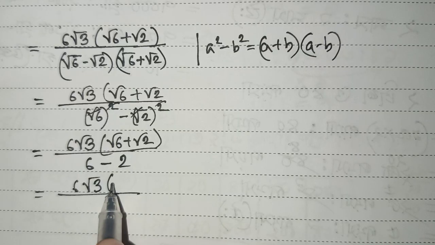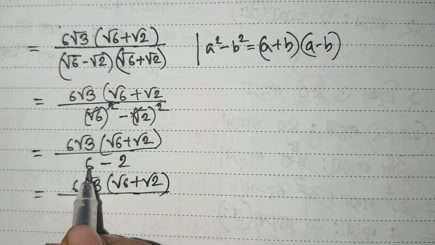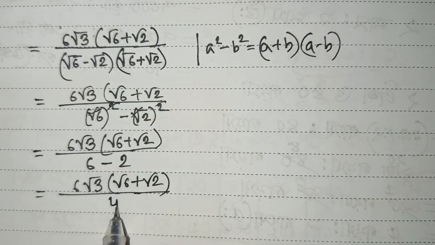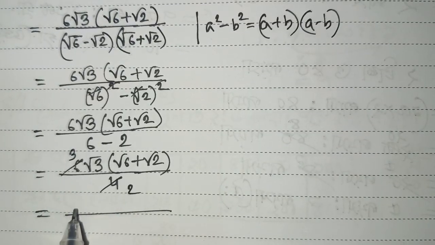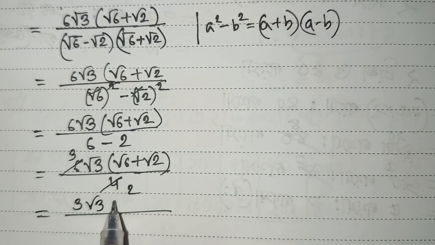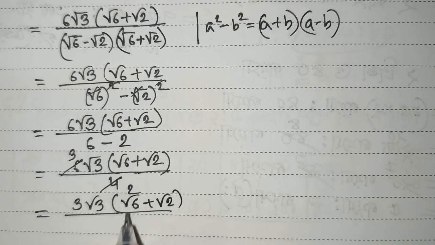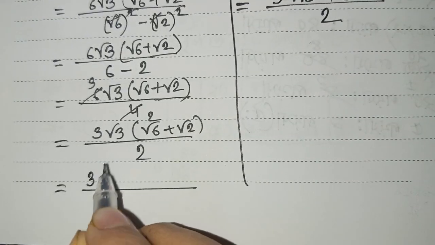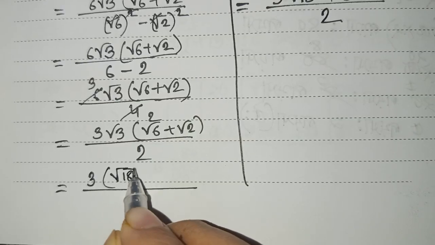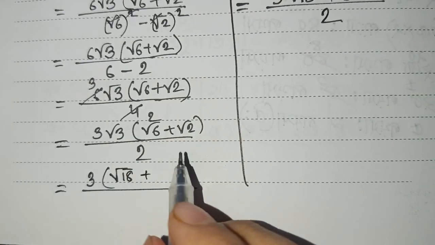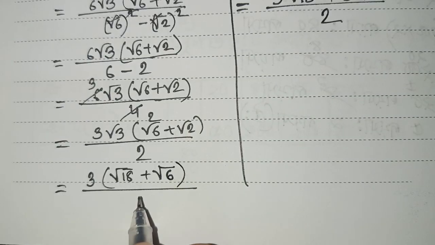Here as it is, root 6 plus root of 2 all over 6 minus 2 equals 4. 2 times 2 equals 4. 2 times 3 equals 6. So here 3 root of 3 times root of 6 plus root of 2 all over 2. 3 as it is. Root 3 times root 6 equals root of 18 plus root 3 times root 2 equals root of 6 all over 2.